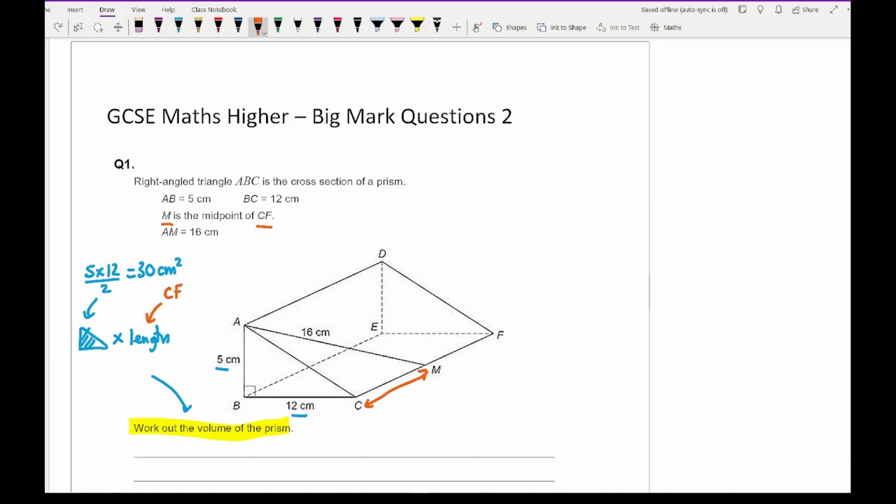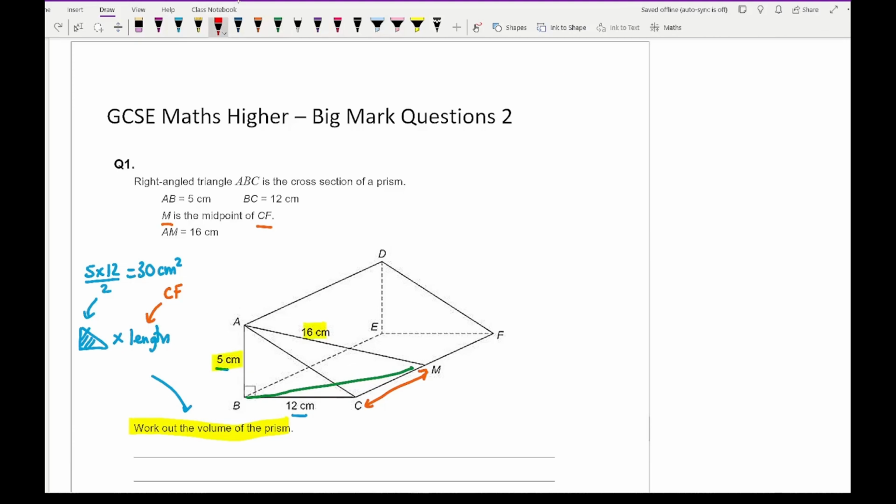Now to find that length there, I'm thinking of a right angle triangle, so if I was to just draw a line here, then in order to find the length of that orange line, I need to know the length of that green line. Now I can't use the 12 to work that out, but what I can do is use the 5 and the 16 to work out the length of BM.